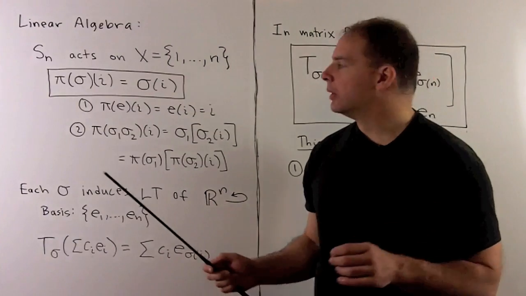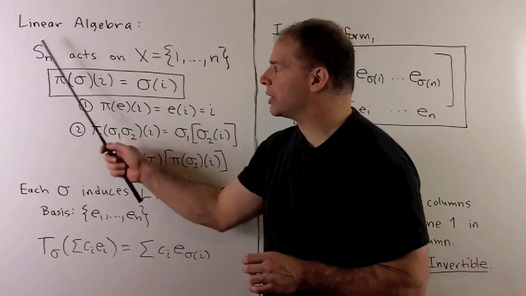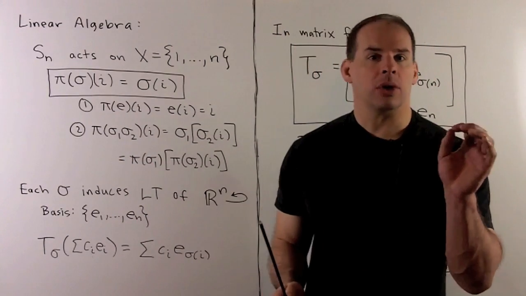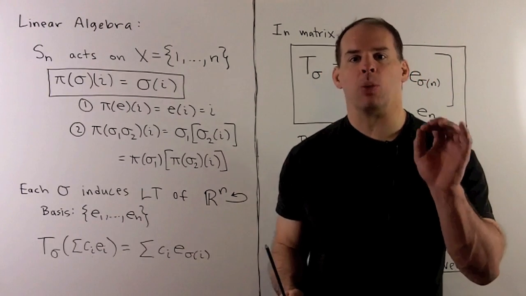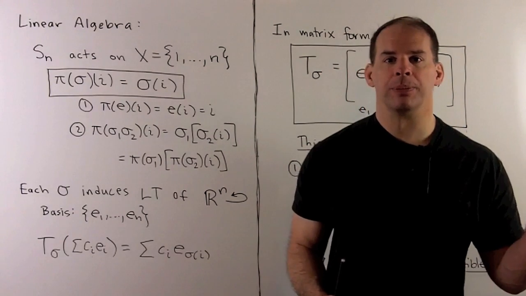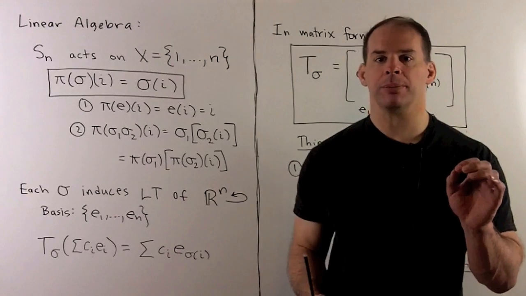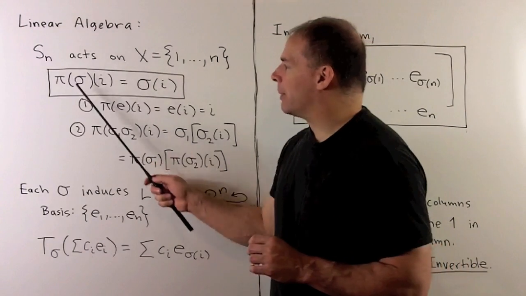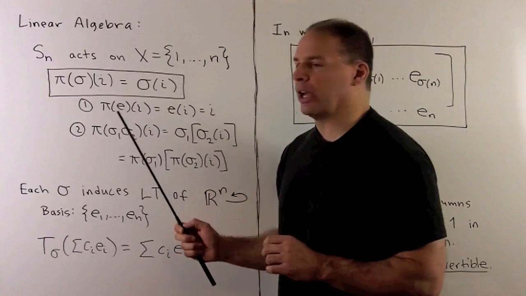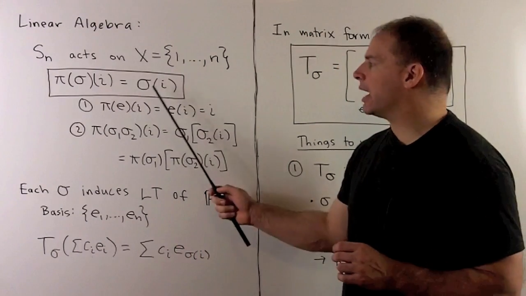Recall, if we have an element sigma in S sub n, call sigma a permutation, sigma is a bijection from the set 1 through n to itself. So sigma is a function. The way we define the group action, sigma acts on the label i by evaluation. So we just evaluate sigma at i.